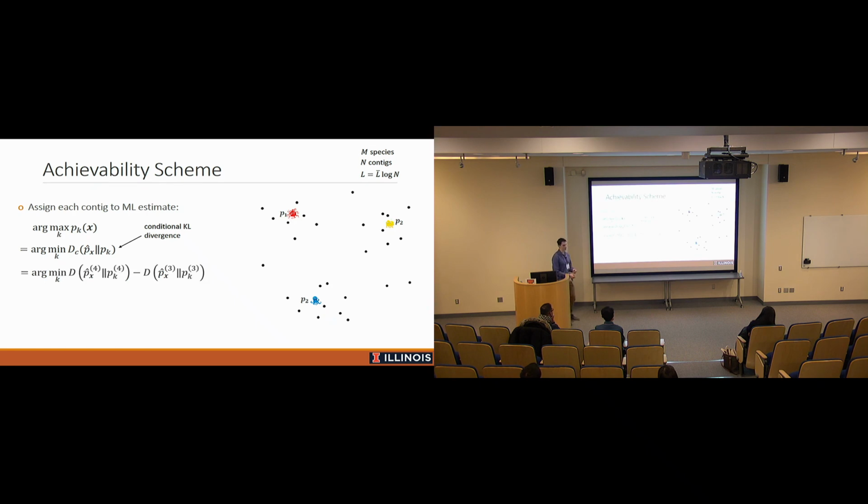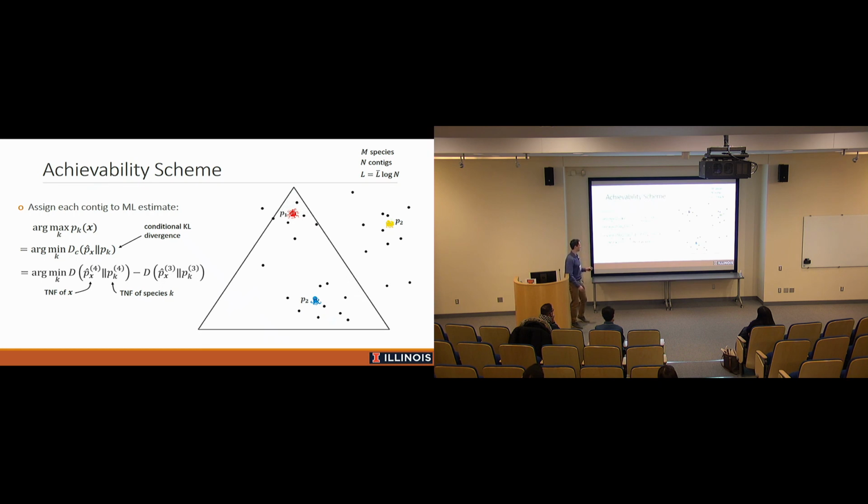And with a little algebra, you can show that this conditional KL divergence is equal to the normal KL divergence between the TNFs minus the KL divergence between the three-letter distributions. Okay, so now that we have this ML rule, let's find what our probability of error is and show that it goes to 0.